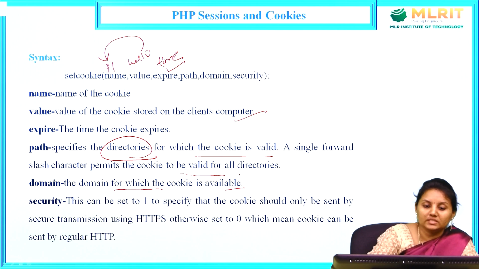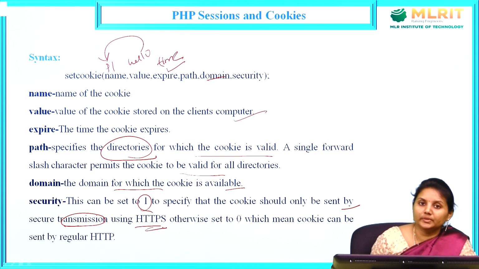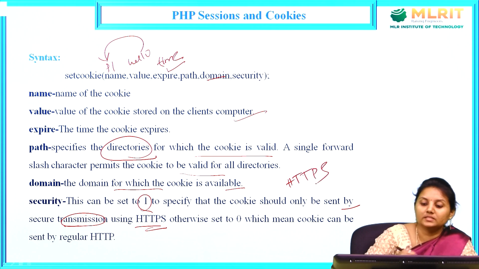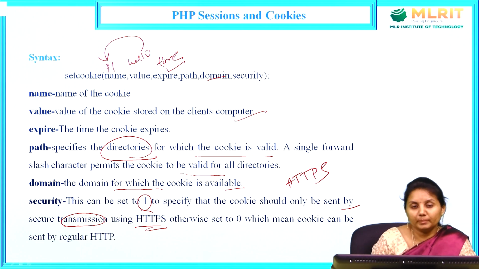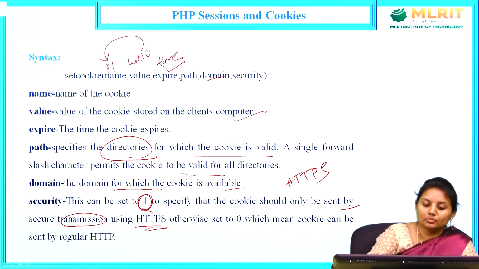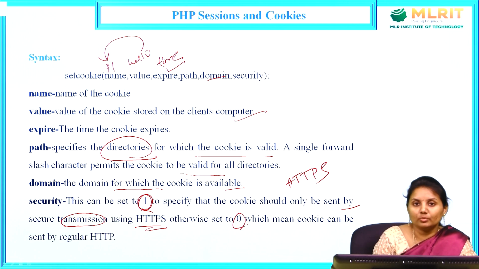Domain is the domain for which the cookie is available, and security is set to 1 to specify that the cookie should only be sent by secure transmission, that means HTTPS. If you don't want security, then it will use HTTP. If you need security, then HTTPS will be used. To tell the page whether you need security or not, we use 1 and 0. If it is set to 1, HTTPS is used. If it is set to 0, HTTP is used.